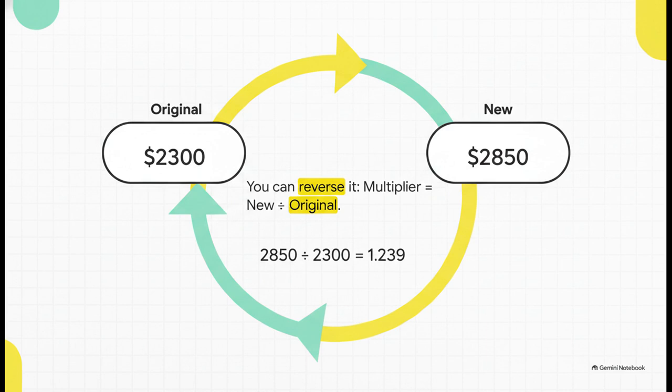For example, if a flight cost goes from an original $2,300 up to a new price of $2,850, you just divide the new $2,850 by the original $2,300. That gives you a multiplier of roughly 1.239. And since 1.239 represents 123.9%, you instantly know the cost experienced a 23.9% increase.